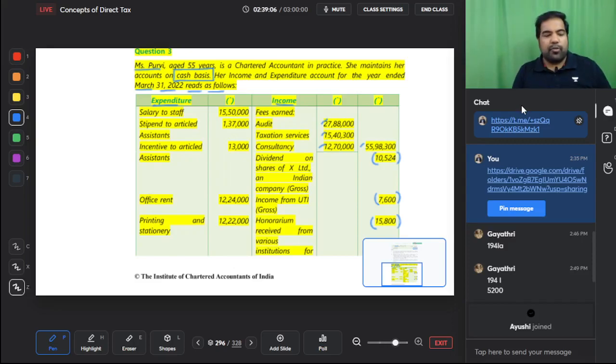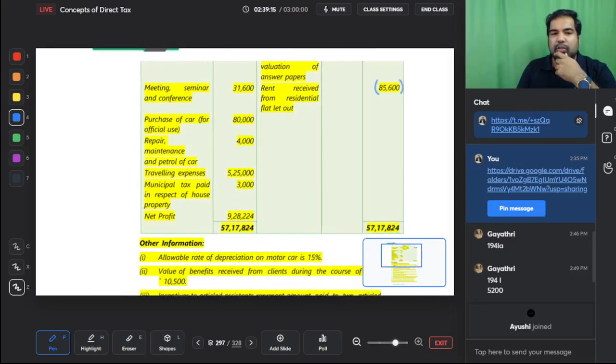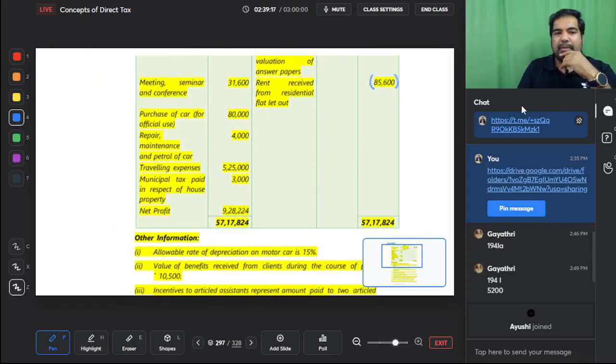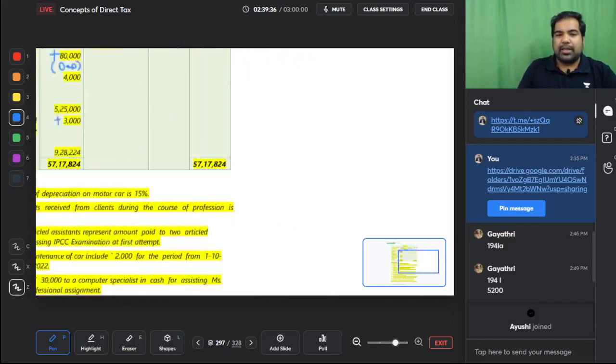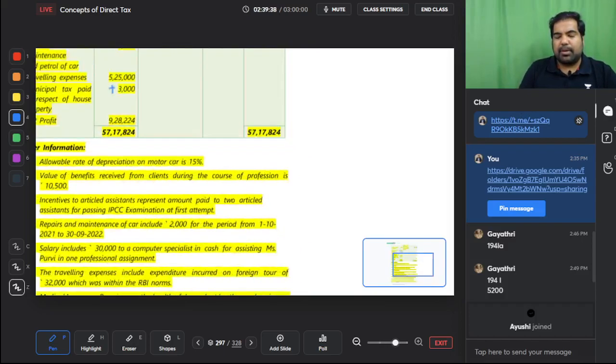looks okay, office rent looks okay, printing and stationery looks okay, everything here looks okay as long as we don't see additional information. Meeting, seminar, purchase of car for official use, this definitely we'll have to add, they have minused it. And we'll have to minus depreciation. Repair, maintenance, petrol of car, traveling expenses, municipal tax paid in respect of house property, this again we'll have to add. Net profit, so again guys, what we'll have to do is compute the income and the tax payable.